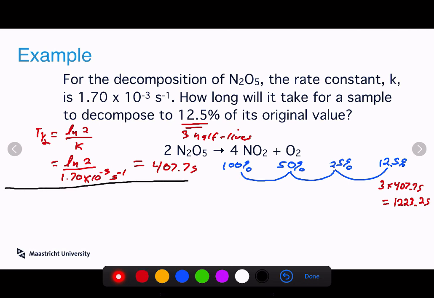Okay, so that was the first way to do it. And again, you can only use that method if you are going to be at an exact number of half-lives, which 12.5% just happens to be. Let's look at a second way of doing this one.